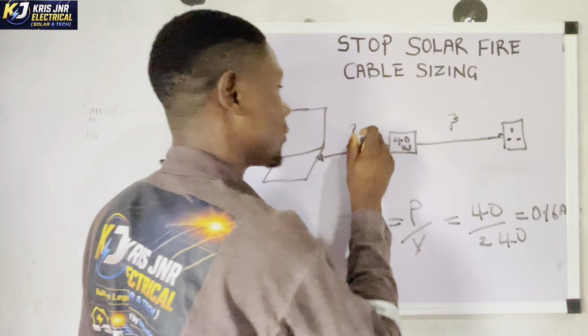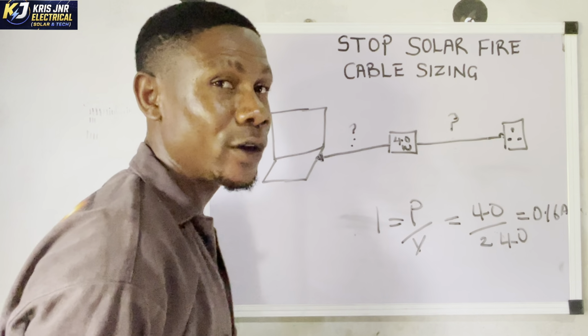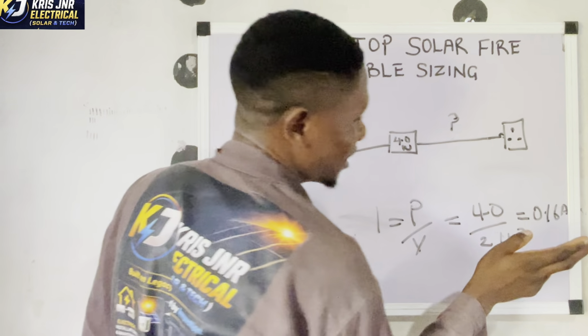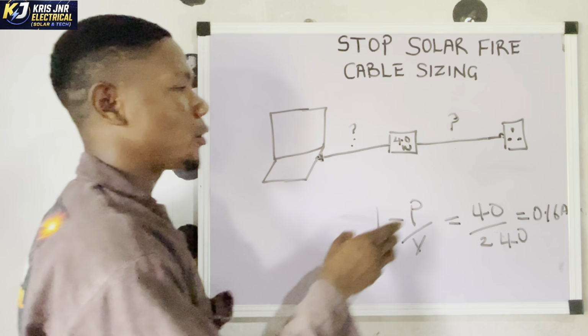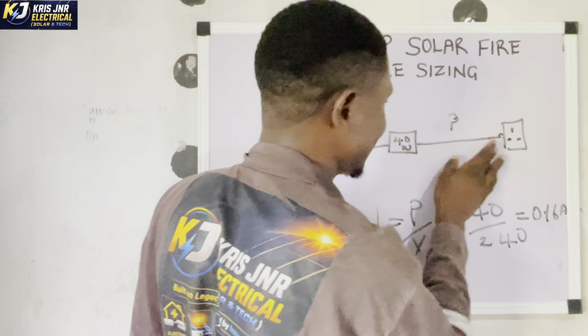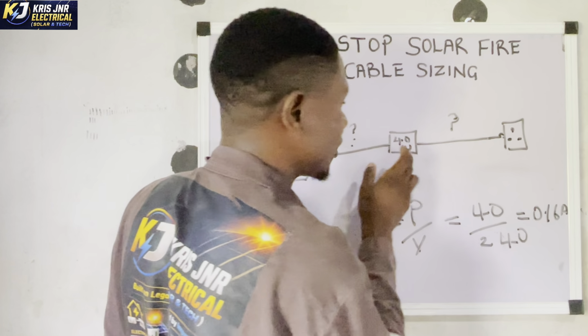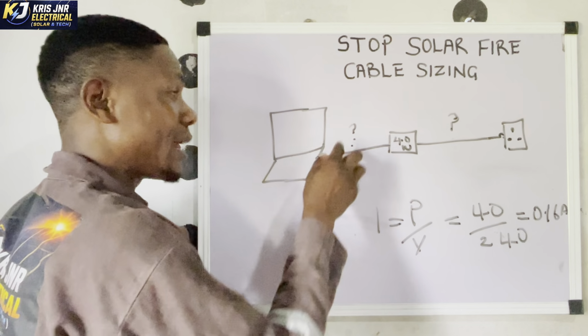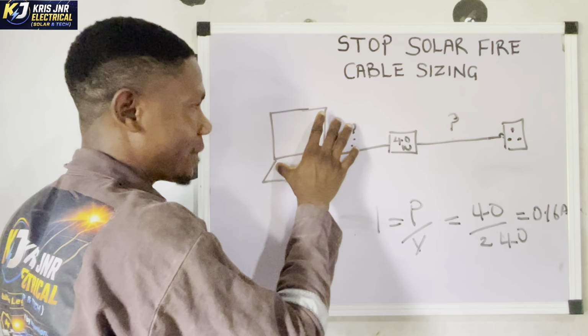One mistake solar electricians or solar installers make is they just calculate power equals current times voltage and apply it to every section of the system, which is very wrong. If you are going to calculate the current that is flowing from this socket to the charger, you should also be able to calculate the current from the charger to your laptop. Let's calculate the current that is flowing to your laptop now. We already calculated the current flowing here as 0.16 according to the power formula.